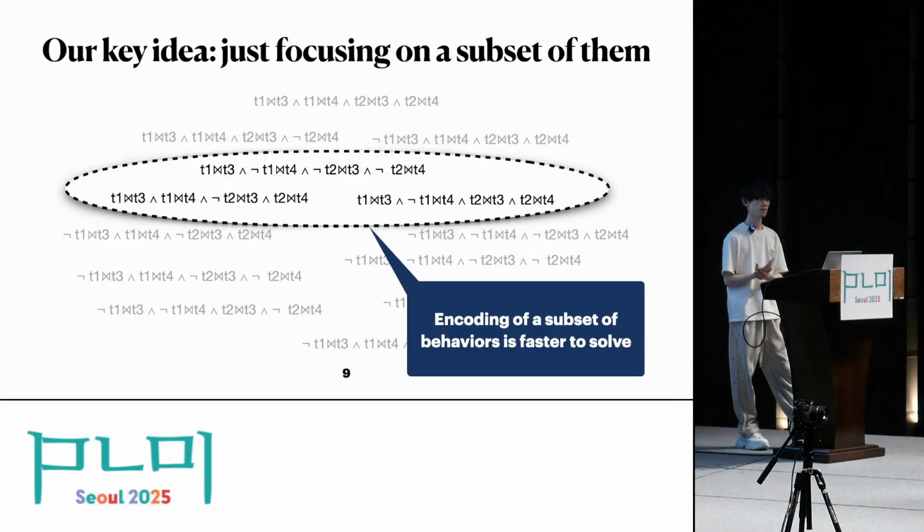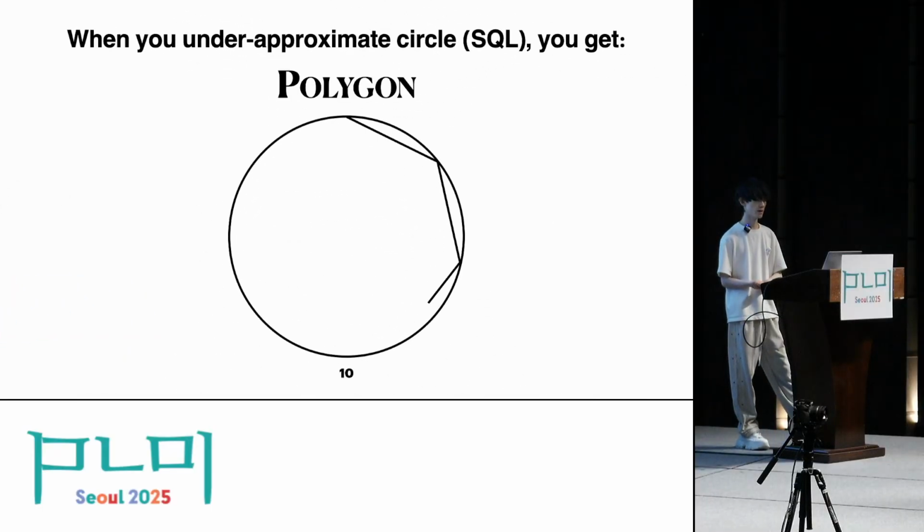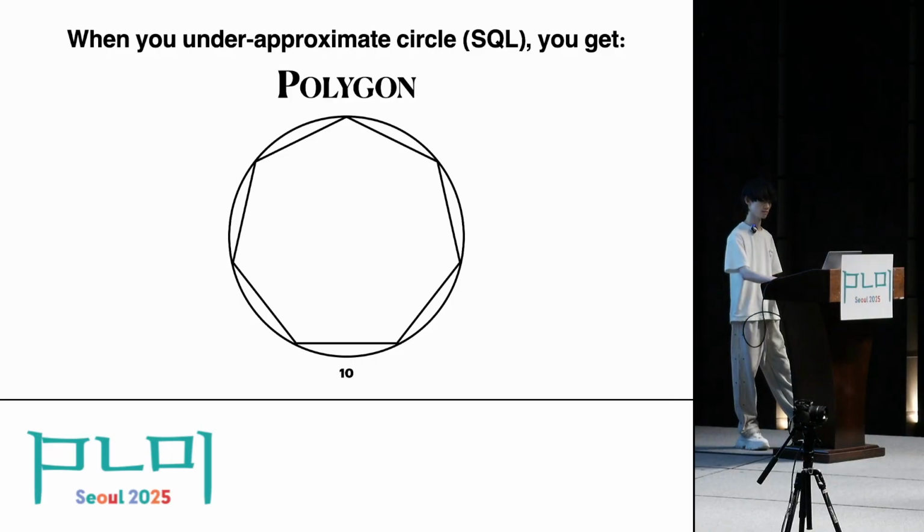This motivates our first key idea. How about we consider just a subset of them? Because a formula that encodes a subset of reachable behaviors can be faster to solve. Therefore, we propose Polygon, which is what you get when you under-approximate a circle, which rhymes with SQL.